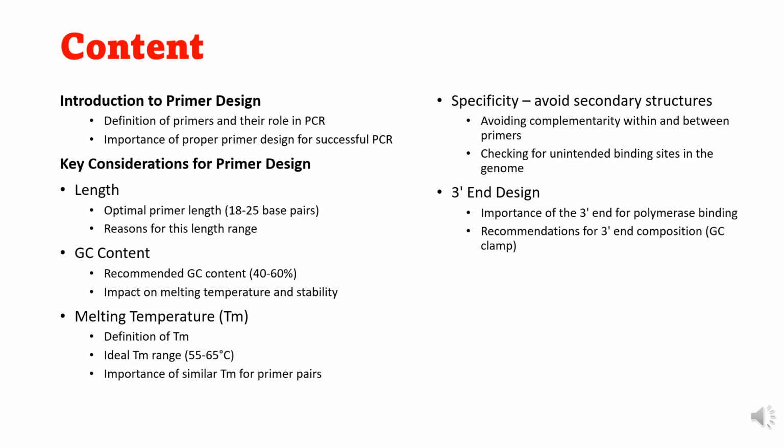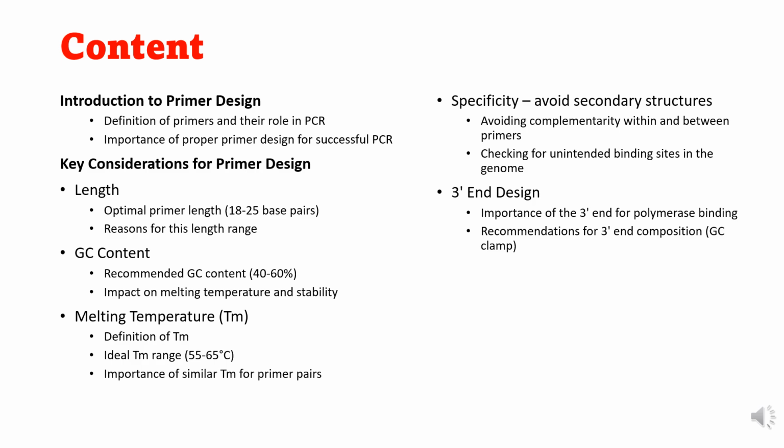We will discuss mainly the length of a primer, and why it should be of a certain length. For example, it is generally recommended to be between 18 to 25 base pairs, and we will discuss the major reasons why this particular length should be chosen. Then we'll discuss the GC content. This is very important because it is generally recommended at 40 to 60%. We will discuss what this exactly means in our successive slides, and we will also discuss how it can impact the melting temperature and the stability of the PCR product.